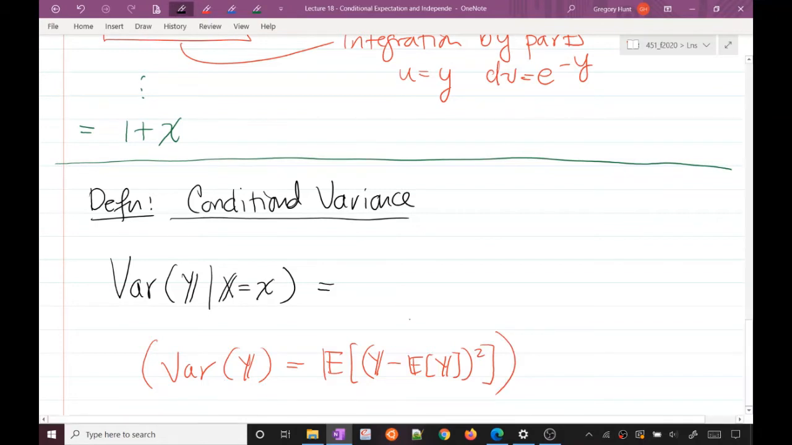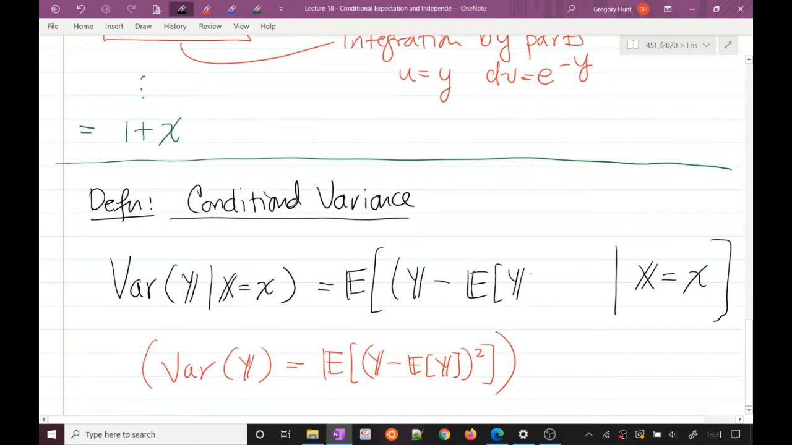What we're going to do for the conditional variance of y is replace expectation with conditional expectation. So instead of simple expectation on the outside, we're going to replace it with the expected value given x is equal to little x. And instead of subtracting off the expected value of y, we'll subtract off the expected value of y given x is little x. Other than that, it's pretty similar. Take y minus now its conditional mean, square it, and take the expected value conditional on x.